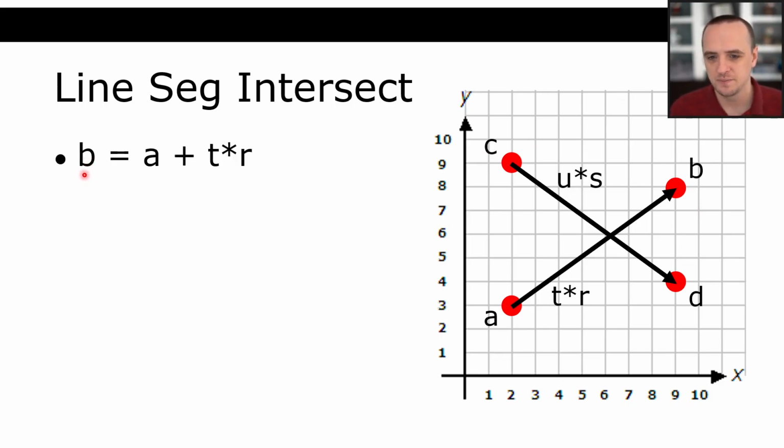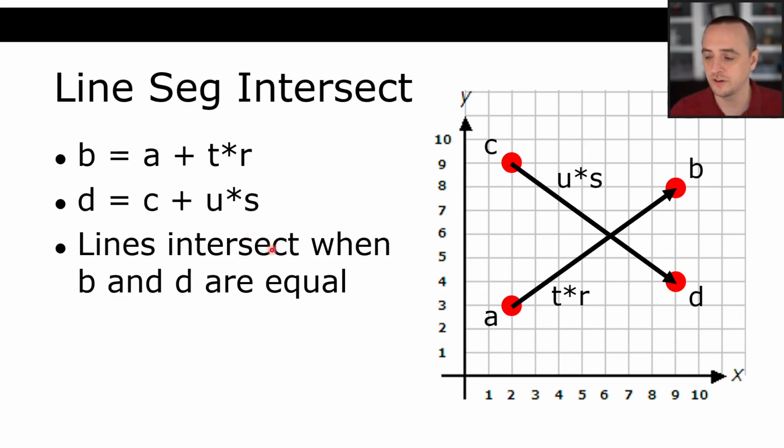So we've got B is equal to A plus T times R, and D is equal to C plus U times S. Right? We've already said that. So the line segments are going to intersect when these values of B and D are equal. So when we have the correct scalar values, B and D will be equal. So if we want to find where B and D are equal, then we'll assume that they're equal, and we'll take this value and set it equal to this value, right? Really simple derivation of stuff.